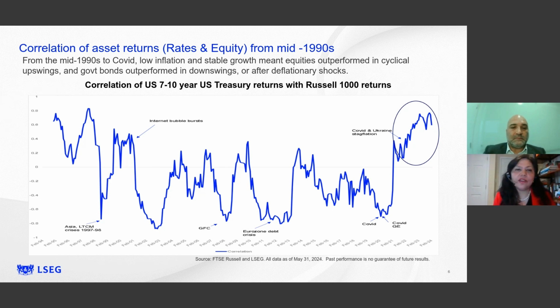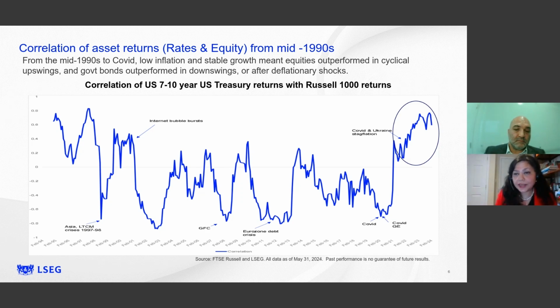That's really the cornerstone of portfolio construction. It's really underpinned by the correlation between stocks and bonds. So the chart I have here is the correlation between the US 7 to 10-year treasuries and the US equity markets, Russell 1000. And what we see is for 25-odd years starting 2000, the stock-bond correlation was either deeply into negative territory or very slightly into positive territory. Stock-bonds were really providing diversification benefits.